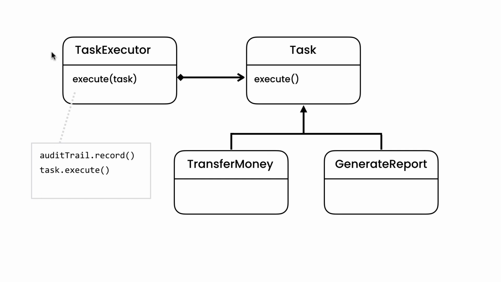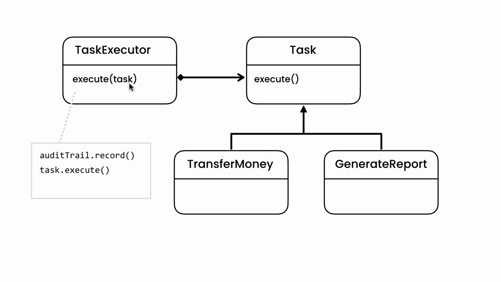We can introduce a class called task executor with a single execute method. This is where we define that common behavior for executing tasks. So this is where we call auditTrail.record. Now here we have an interface called task with a single execute method, and we have concrete implementations of the task interface. Now, in the execute method of the task executor, we simply call task.execute, and task is a parameter that we have added to this method.